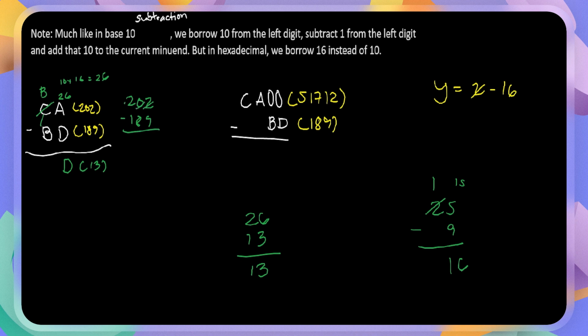Again, we just borrow, right? Comes 1, 9, and then 12. 12 minus 9, that's 3. 9 minus 8, that's 1. 1 minus 1 is 0. 13, right? Same number.